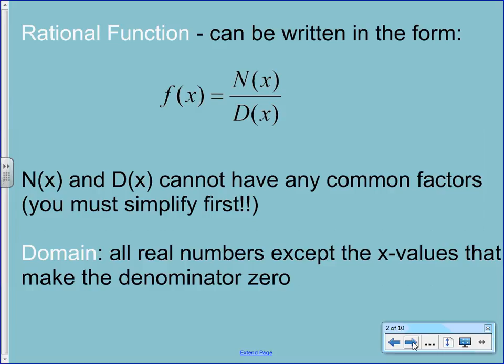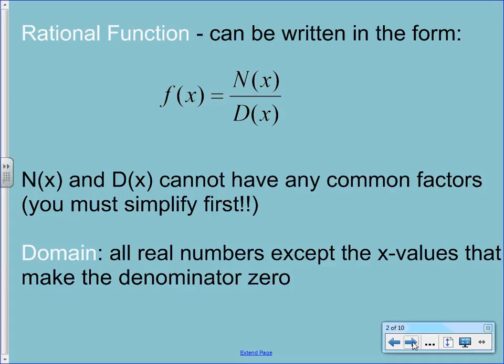Okay, so a rational function is a function that can be written as a fraction where we have a polynomial in the numerator and a polynomial in the denominator. Our numerator and denominator cannot have any common factors. If they do, we must cancel them out.